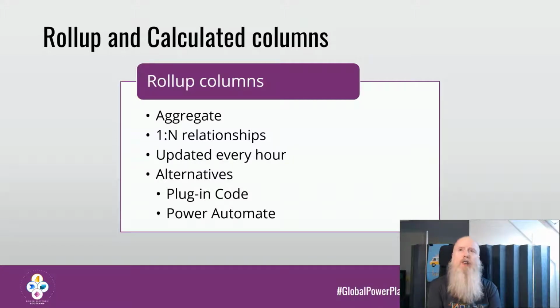There's a system job that runs, and you can't decrease how often it runs. So you can't rely on Rollup fields showing you the correct data. They're great for things like reporting or showing things.